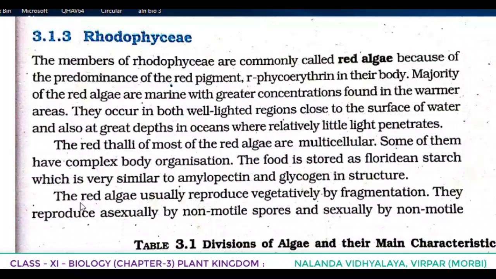Now coming to the topic, that is the reproduction in the case of Rhodophyceae. The red algae usually reproduce vegetatively by fragmentation. As in the case of Phaeophyceae also we saw, in the case of Sargassum we discussed it. That's why the sea itself is known as the Sargasso Sea, because of fragmentation, rapidly they were increasing over hectares of area.